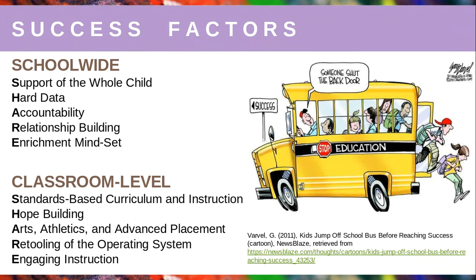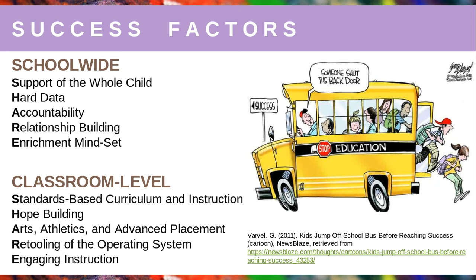Jensen provides 2 success factors. In each category, he breaks down 5 additional factors. School-wide, he says that the school can support the whole child, collect hard data, be accountable, build relationships, and create an enrichment mindset.